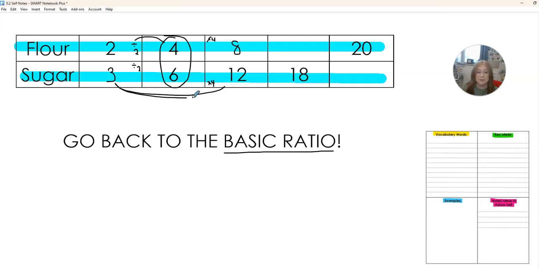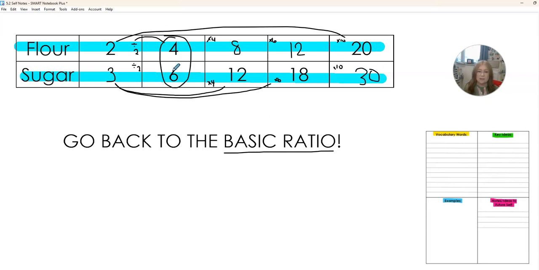So now we're going to go from 3 to 18, that's times by 6. So I do the same thing to the other one. 2 times 6 is 12. And now we have flour, so we're going to go from 2 to 20. That's times by 10. So we'll times by 10 on the bottom. 3 times 10 is 30.